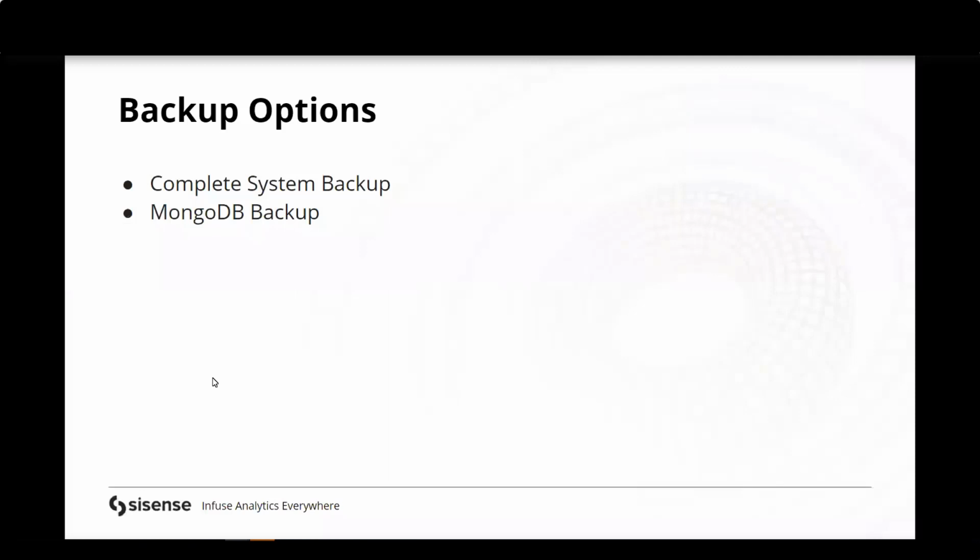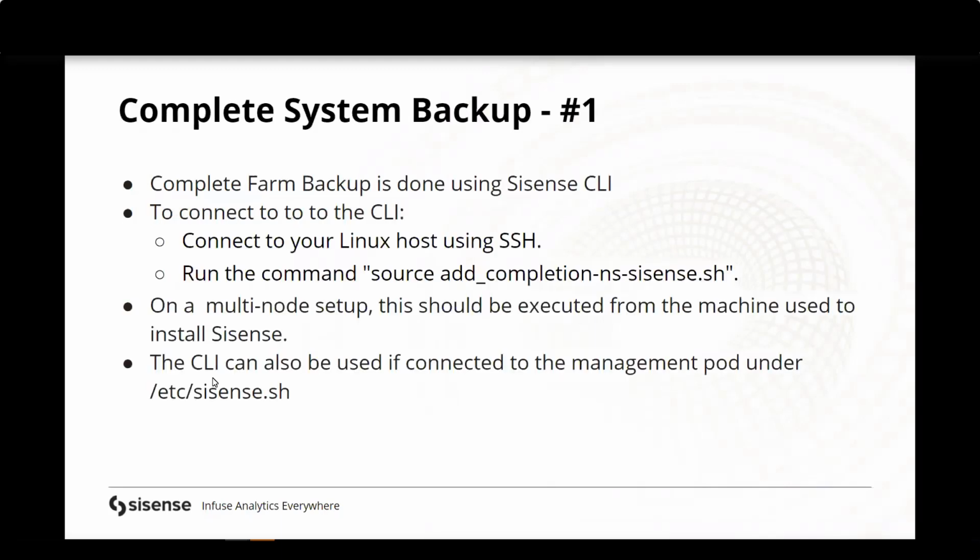So we have two options to back up our Sisense solution. The first is to take a complete system backup, which will back up our Elastic Cubes, MongoDB, frontend, plugins, everything that we have in our Sisense solution. And the second option is to just back up our application database, our MongoDB. So let's talk about the first technique, this complete system backup.